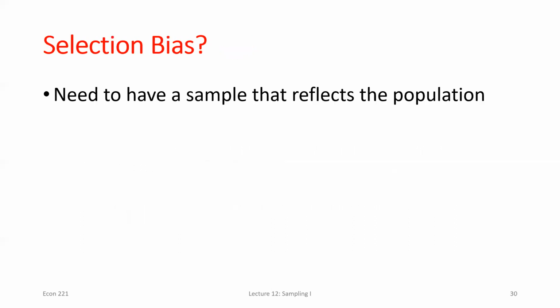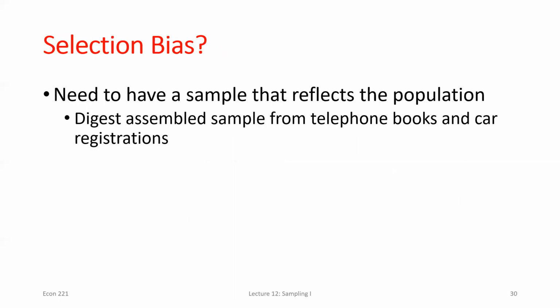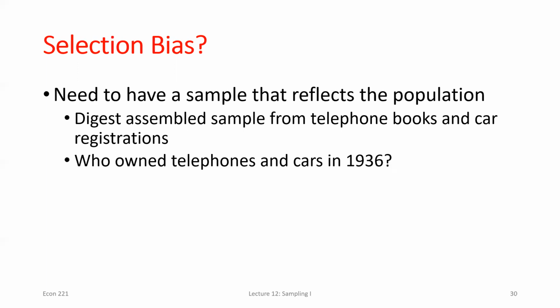So let's go back to this example and think about how they might have had selection and non-response bias. What they did was send these survey cards out. They got a list of names from a database that was created by cross-referencing telephone books and car registration. So the only way that names ended up in this database was if the person had a registered automobile and a name in the phone book. So who owned cars and telephones in 1936?